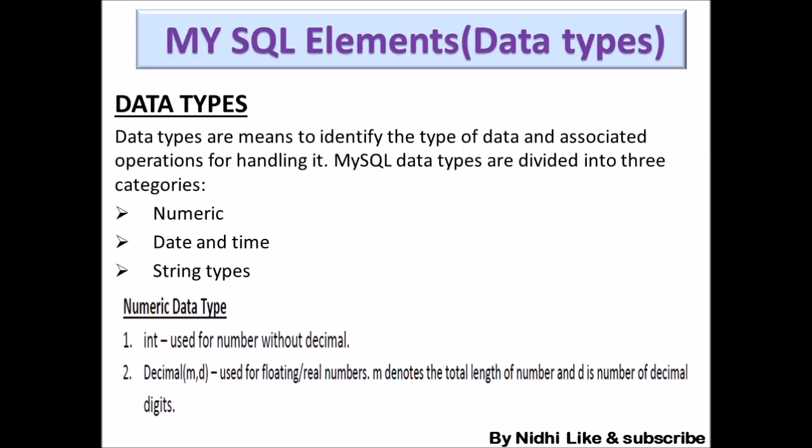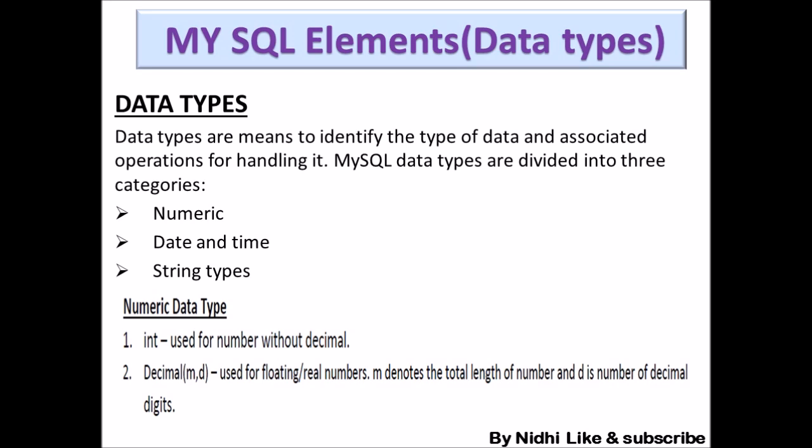Let's talk about the numeric data type. Numeric data type consists of 2 types of values. First is integer. Integer is used for numbers without decimal, or you can say fractional values. Second type is decimal values. Decimal values have 2 parameters, which means we have to provide 2 things: M value and D value, written as M comma D. M value is used for storing floating or real numbers, that means the decimal values.